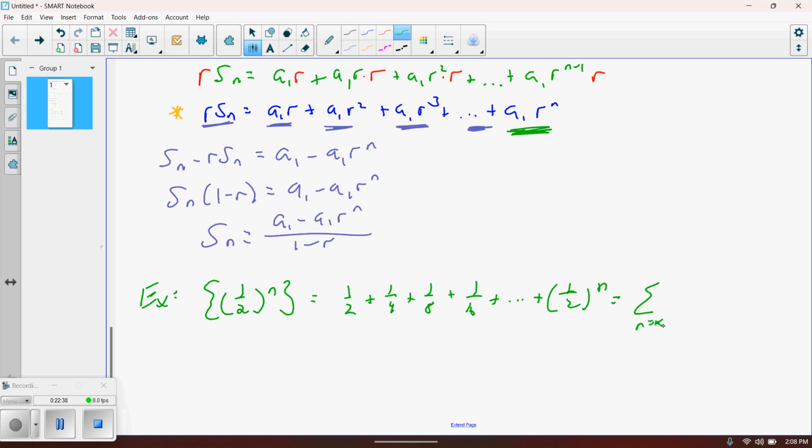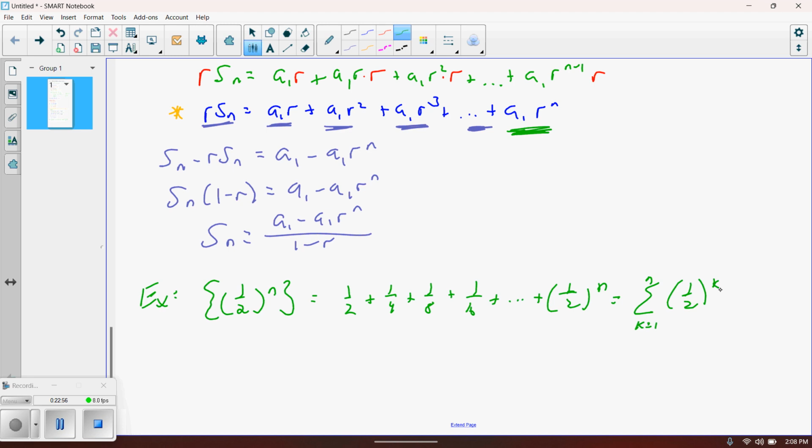an expression for the sum, sorry, k equals 1 to n of 1/2 to the k power. Okay, that's what we're trying to find.